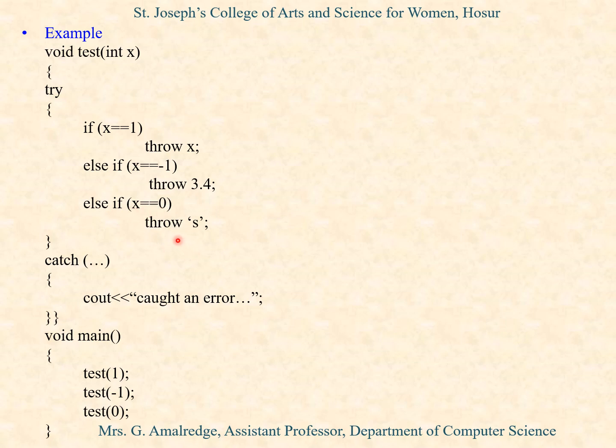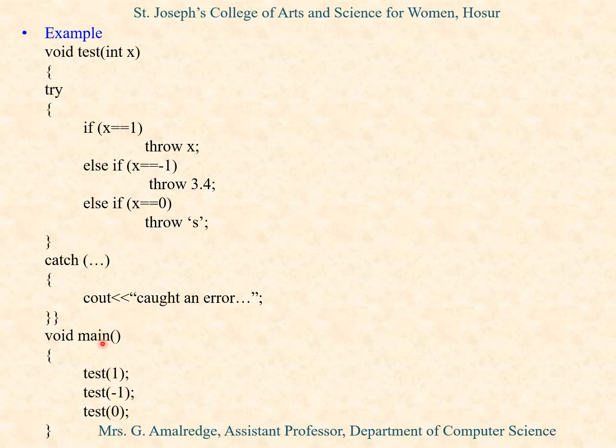In the previous program we created three catch statements: one for integer, one for float, and one for character. But in this program we are creating only one catch with an ellipsis. In this we are going to print the output as caught an error.